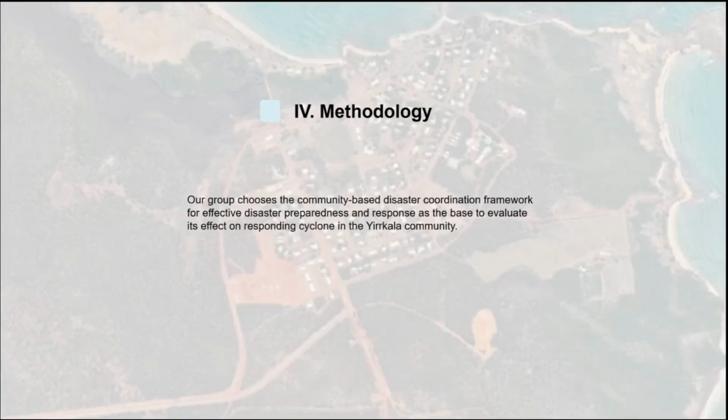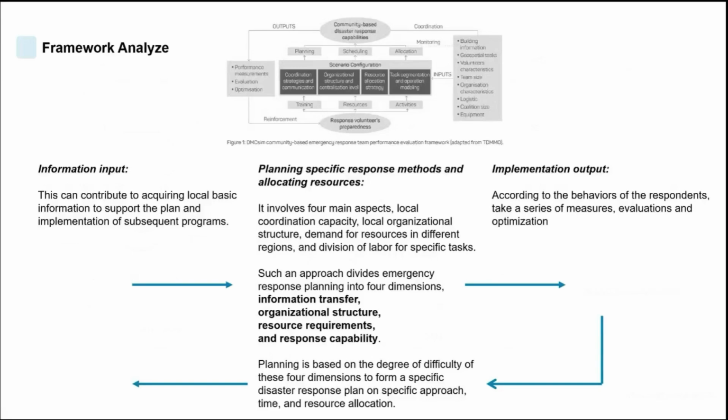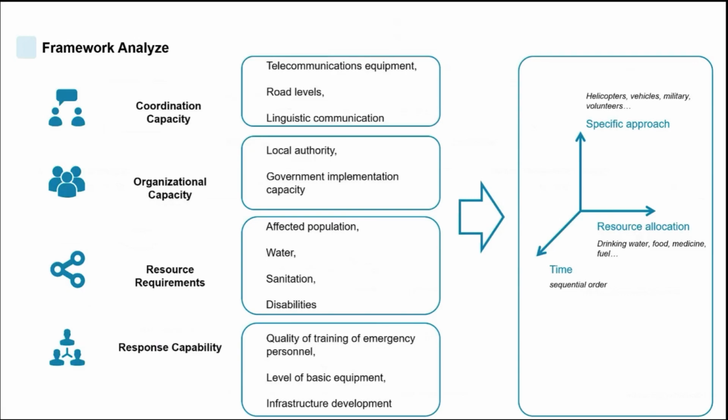The fourth part is the methodology. Our group chose the community-based disaster coordination framework for effective disaster preparedness and response as the base to evaluate its effect on responding to cyclones in the Yirrkala community. This cycle comprises information input, plan, implementation, evaluation, and optimization. Such an approach divides emergency response planning into four dimensions: information transfer, organizational structure, resource requirements, and response capability.